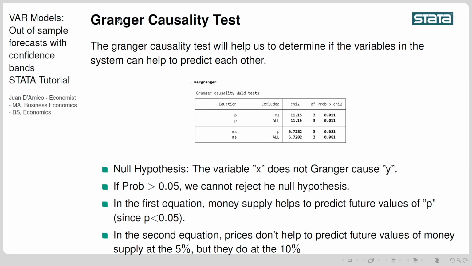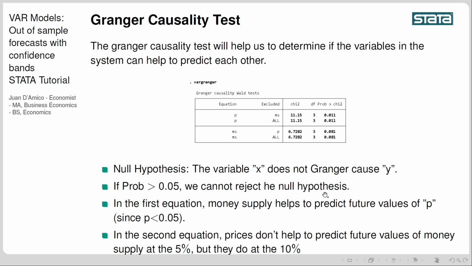Something you can try is the Granger causality test as well. The Granger causality test will help us to determine if the variables in the system can help to predict each other. The command is vargranger, so type vargranger. You're going to get this output. The null hypothesis of the test is that the variable x does not Granger cause y. If the probability is bigger than 0.05, we cannot reject the null hypothesis.